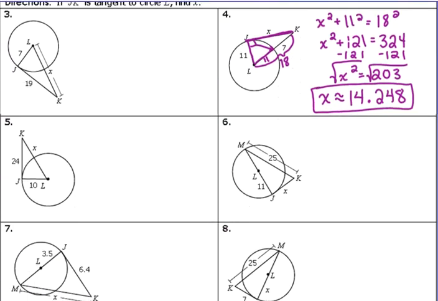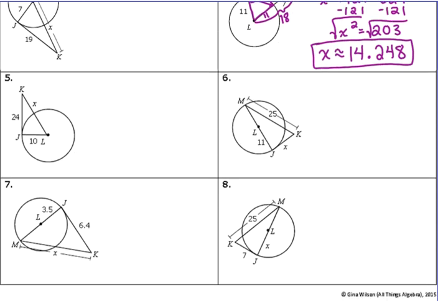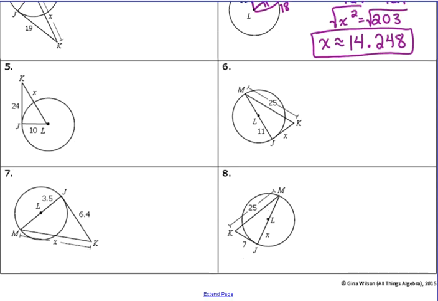Okay, let's do another one. Let's do number 8. When we look at number 8, the tangent line is KJ. That's the only one that is completely outside of the circle. It is intersecting this time with a diameter. So where they intersect is where your right angle is. So we point to the hypotenuse. 25 is our hypotenuse. Our legs, one of them is 7.